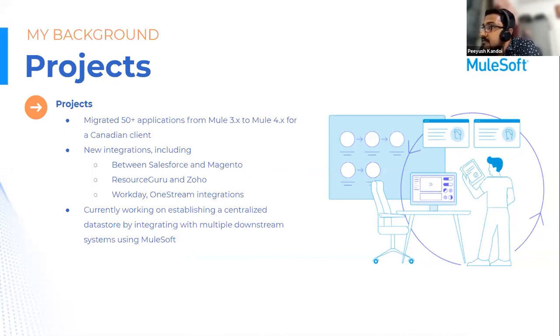So it was very easy for me to correlate things, like if something is there in TIBCO, how it would be there in MuleSoft. Later in this presentation, Abhijit will explain the comparison. But that's what I wanted to share. And these are the integrations which I have worked on, like Salesforce, Magento, Resource Guru, and Zoho. That's it. Can you please go to the next slide?